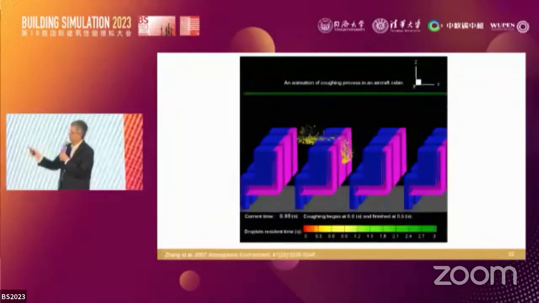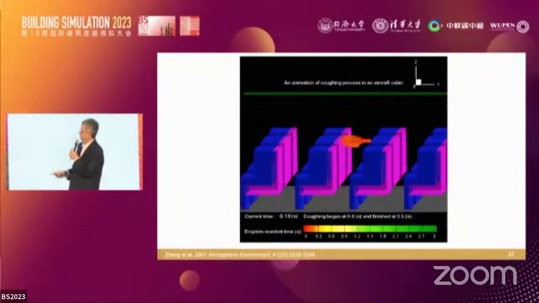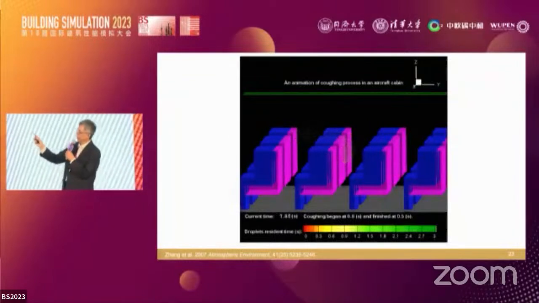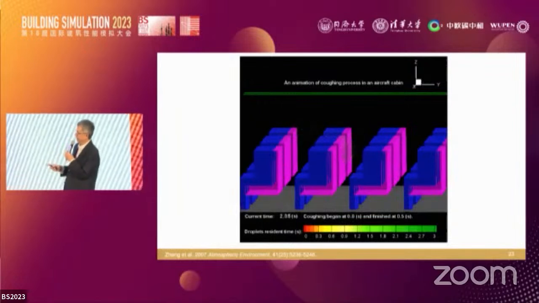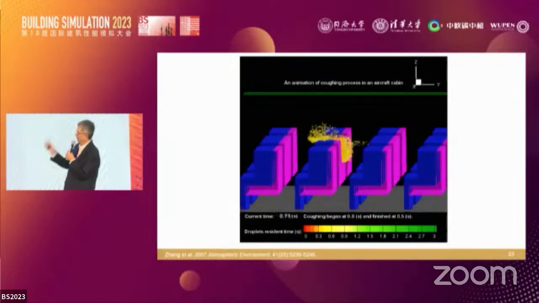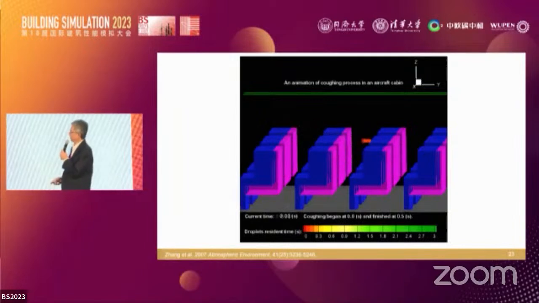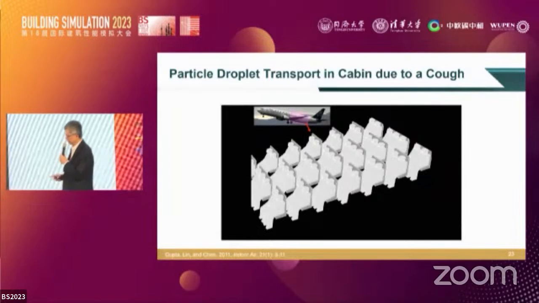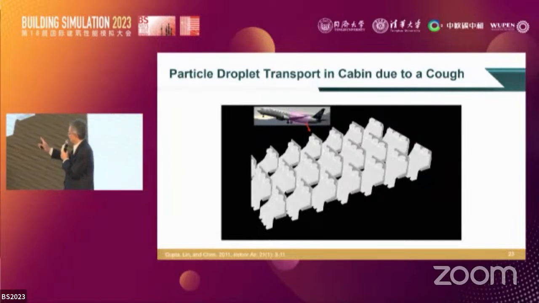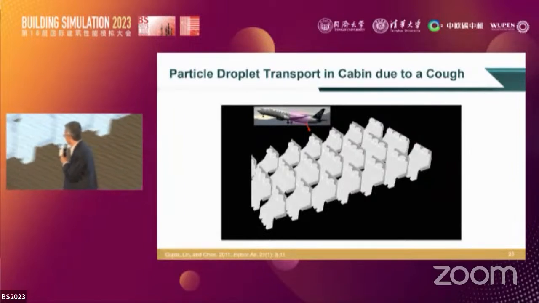And I wanted to show you, in an airplane, if somebody coughs, how the particles can go. And this is a very powerful cough, okay? If you are asleep and you don't cover your mouth, you might get a result like that. But in reality, it's different. My student simulated this in a Boeing 767 model.